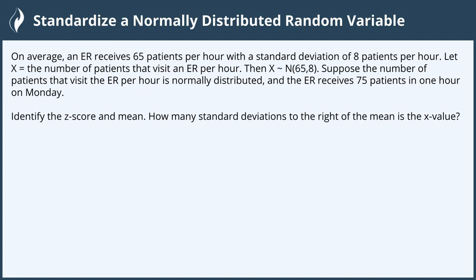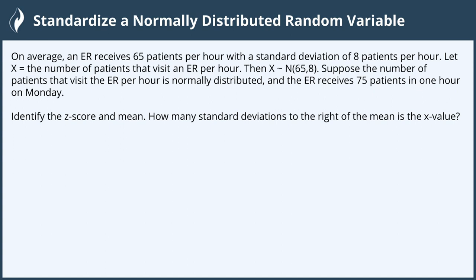Hi everyone! In this video we will standardize a normally distributed random variable. On average, an ER receives 65 patients per hour with a standard deviation of 8 patients per hour. Let X equal the number of patients that visit the ER per hour. Then X is normally distributed with a mean of 65 and standard deviation of 8.